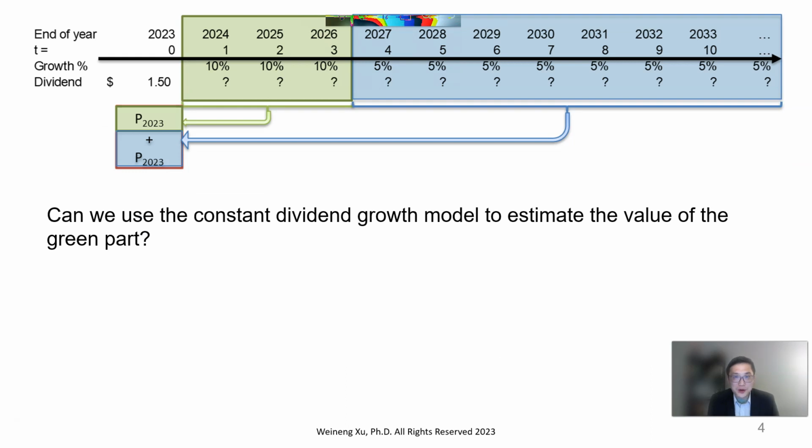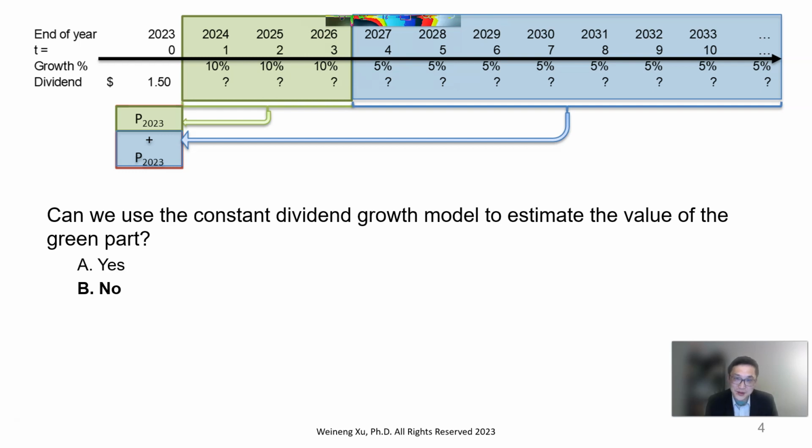Now, I want you guys to pause the video for a moment and try to answer this question. Can we use the constant dividend growth model to estimate the value of the green part? Now, the constant dividend growth model is a model that will help us get the present value of a constantly growing sequence of cash flows, in the sense that the cash flow will grow at a constant rate, and the cash flow will grow indefinitely, which means it will never stop. So based upon this, think about this. How about this green part? Can you use the constant dividend growth model to estimate the value of it?